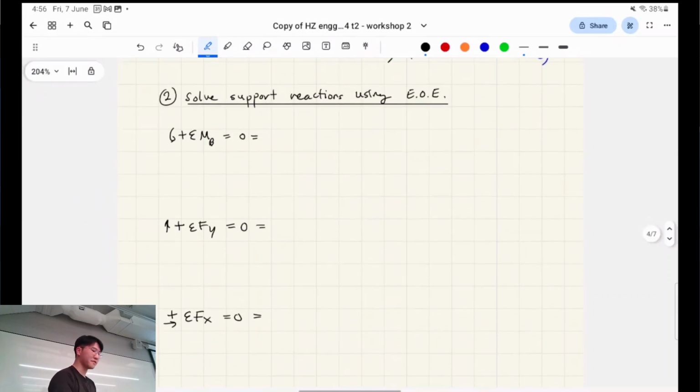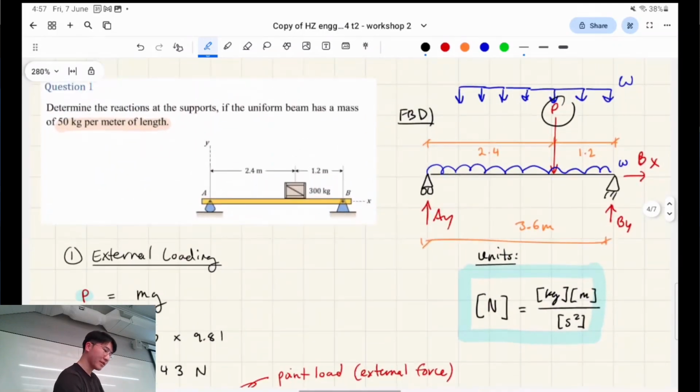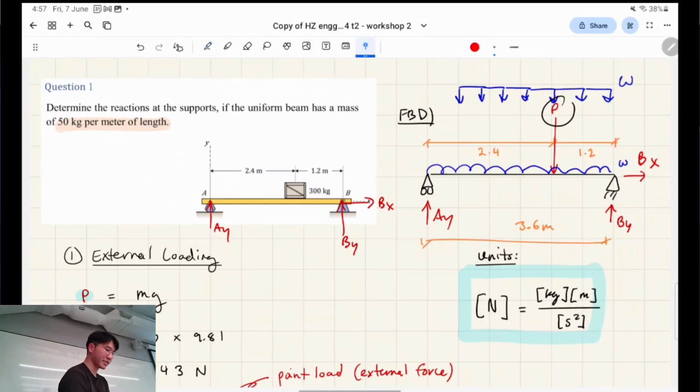Okay, so we're going to solve the support reactions using equations of equilibrium. I touched upon this a little bit earlier. If you look at the system, we have AY, BY, BX, right? And so we have 3 unknowns. So we can do a similar thing. We can either take the sum of the moments about A or B.